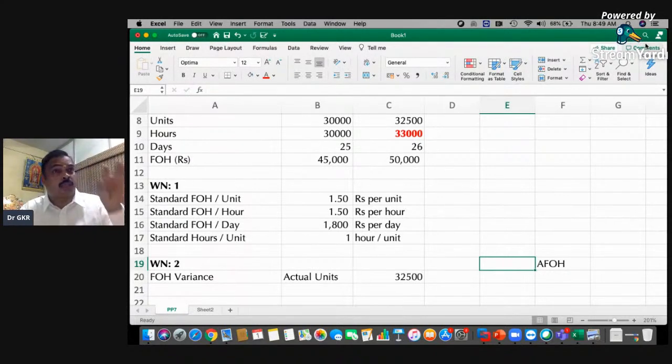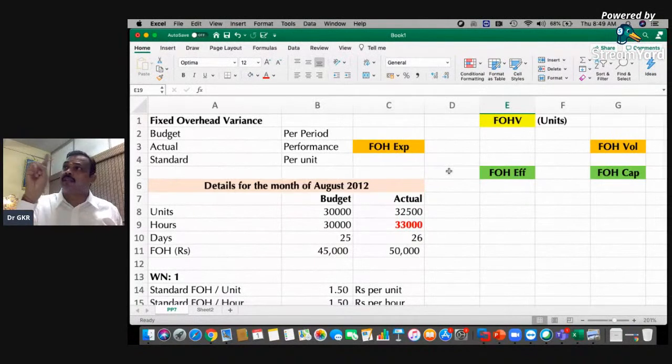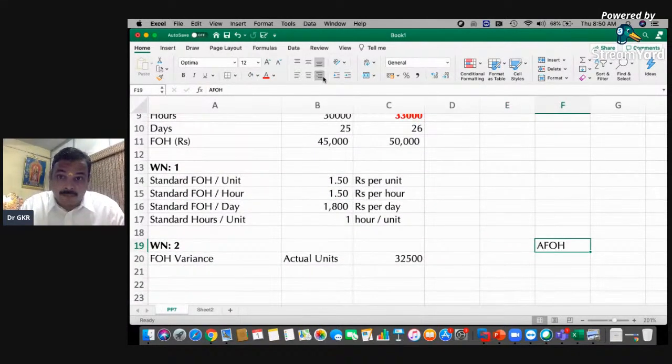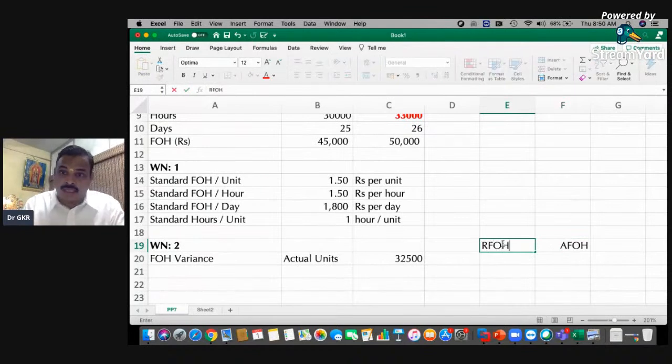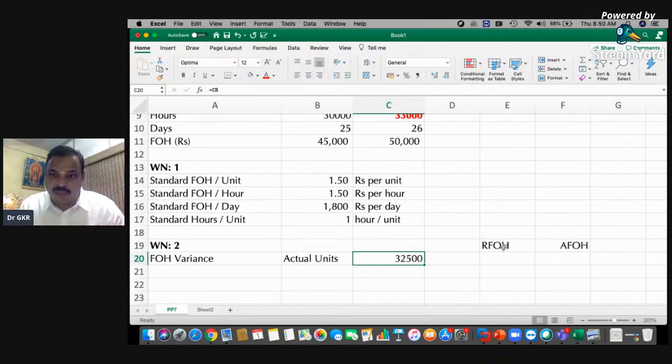Budget is always with respect to a period. That is why we say that on February 1st, 2020, the annual budget was announced by the central government. It is always for a period. So this is actual fixed overhead. You have to call this the recovered fixed overhead, or the standard fixed overhead, or the absorbed fixed overhead, anything with respect to these units.